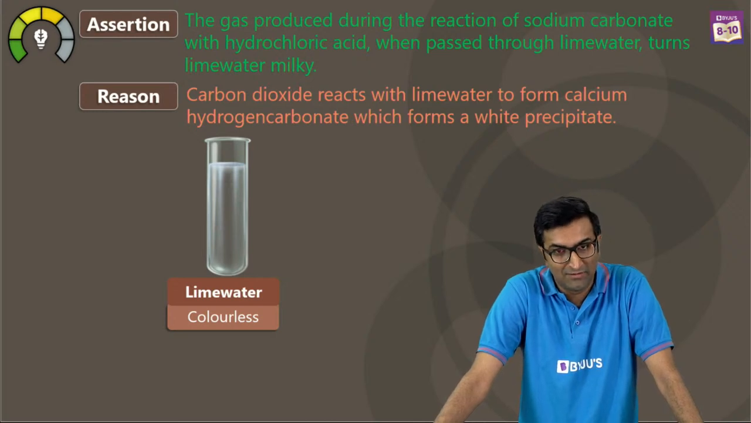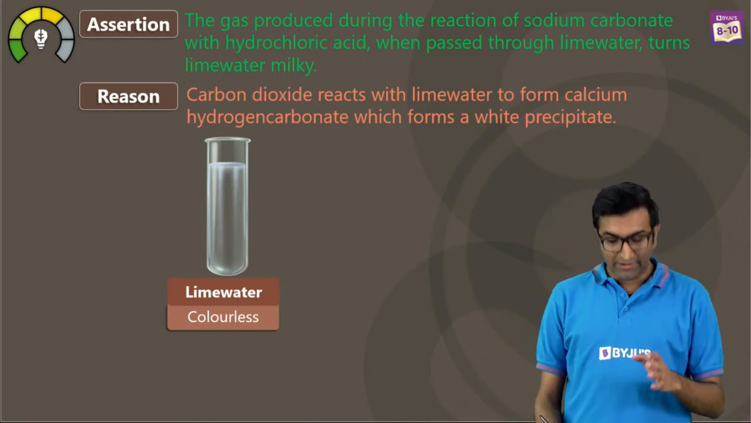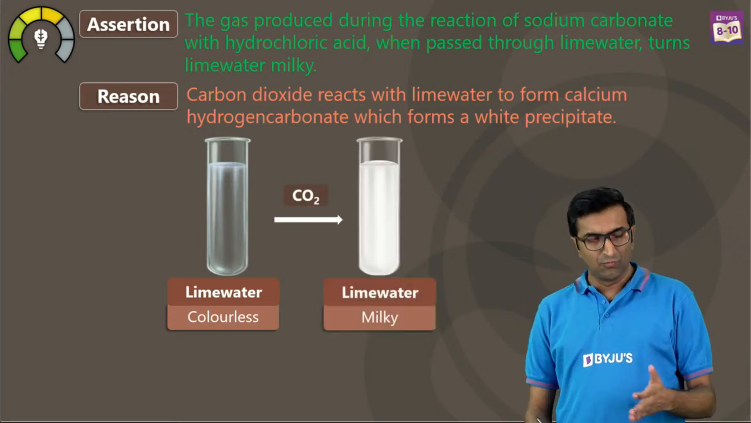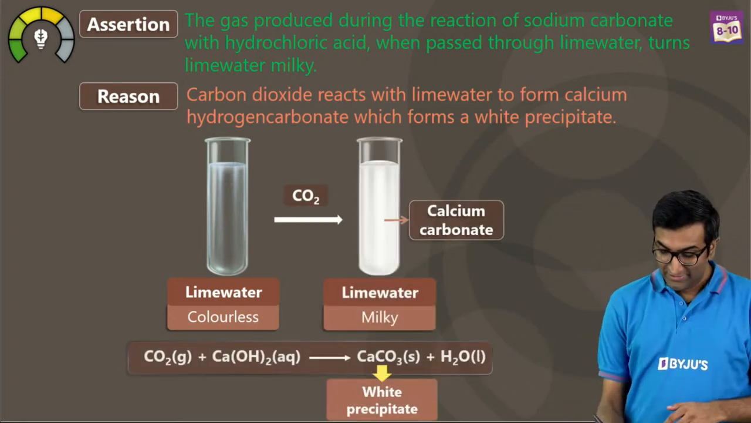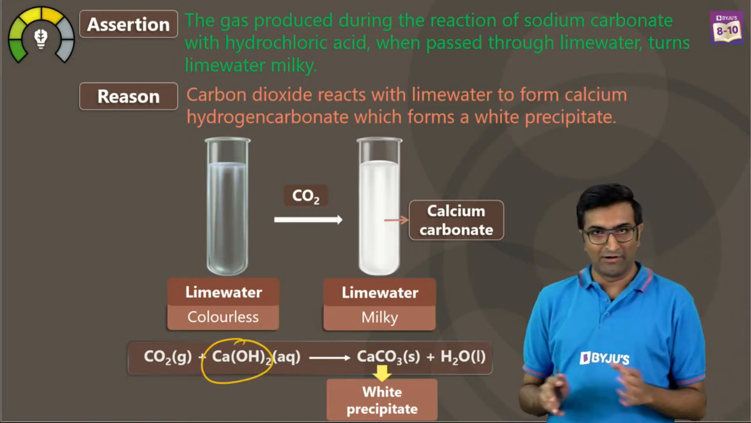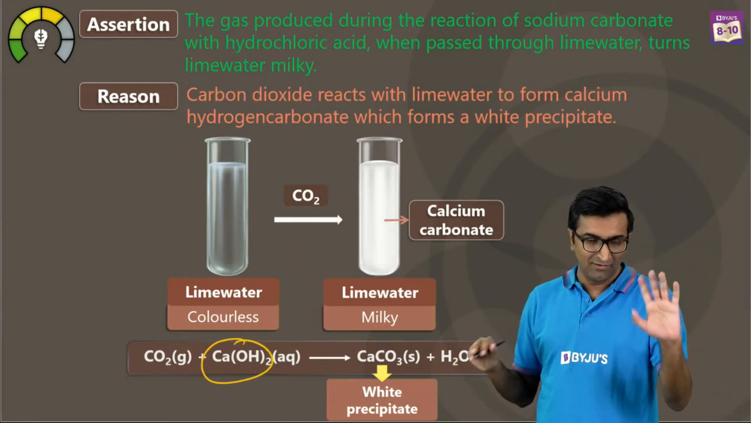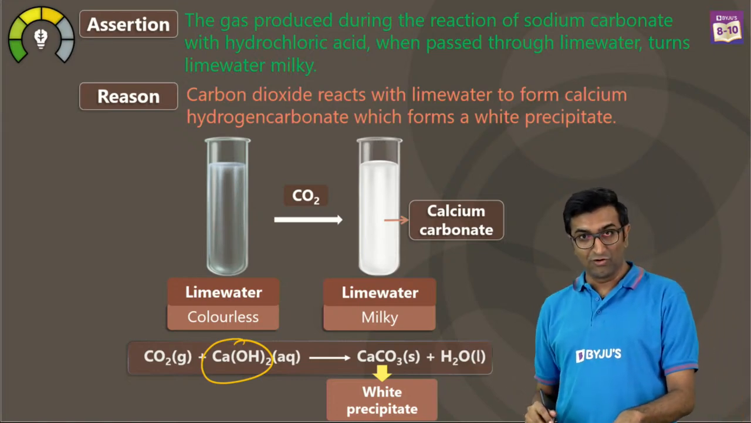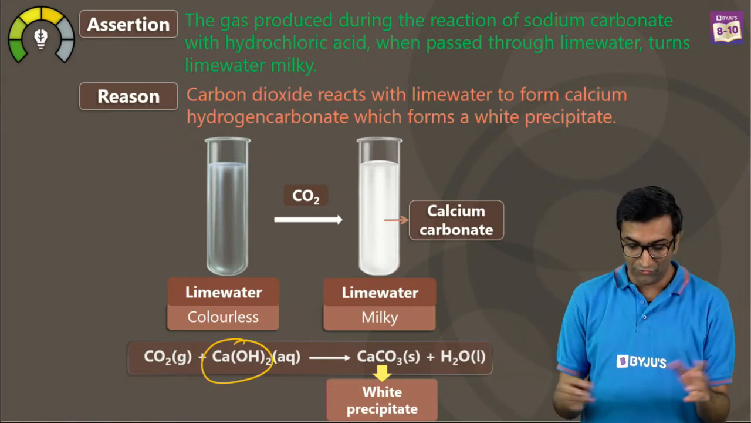Slaked lime and lime water. Achhi baat hai, nice question. See, lime water is colorless initially. What is lime water, right? You put CO2 in it, it becomes milky. Don't worry, we're giving you the actual equation. Ca(OH)2 is lime water. No spaces, okay? Lime water is just one word. The other one, with the space, is nimbu pani. Don't put the space there. I've said this before also. I don't want you to lose marks because you missed out the space.